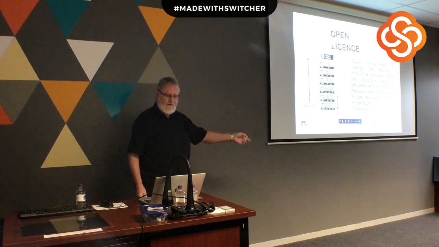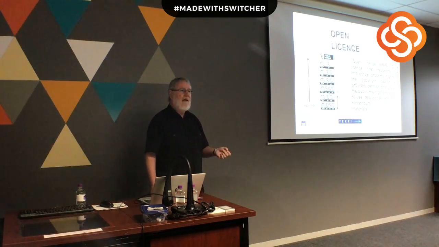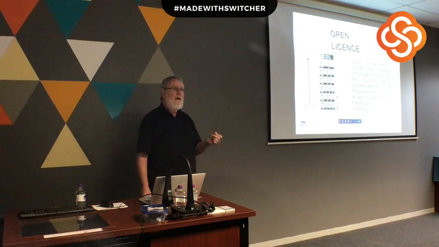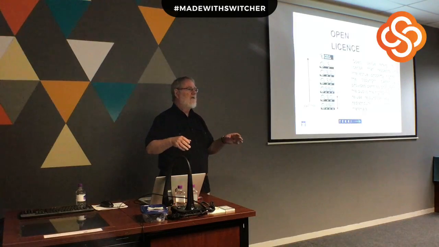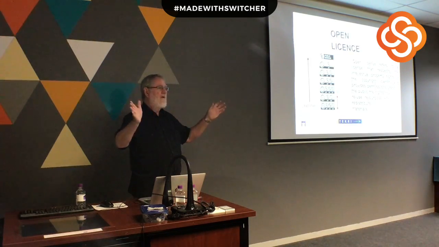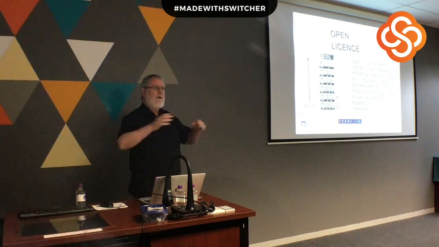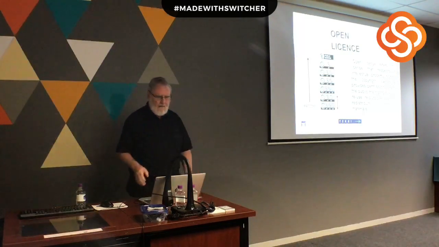And here's the gamut of the open licenses. The freest one is the public domain. And anything published before about the 1920s is public domain. The works of Tennyson, the Bible, the Pilgrim's Progress, all of these, they are public domain. Anyone can copy them, use them any way they want, however they want.